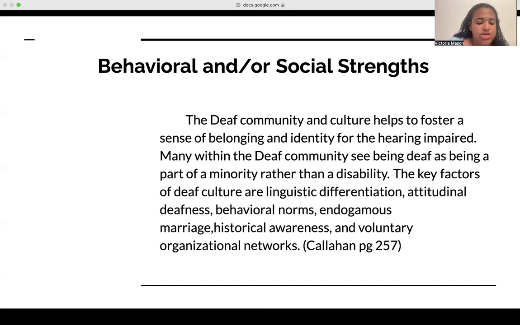Endogamous marriage, so 90% of marriages are with other deaf people, and mixed marriages are oftentimes frowned upon. Historical awareness, so valuing elders within the community and their wisdom and knowledge of the deaf tradition, and voluntary organizational networks.